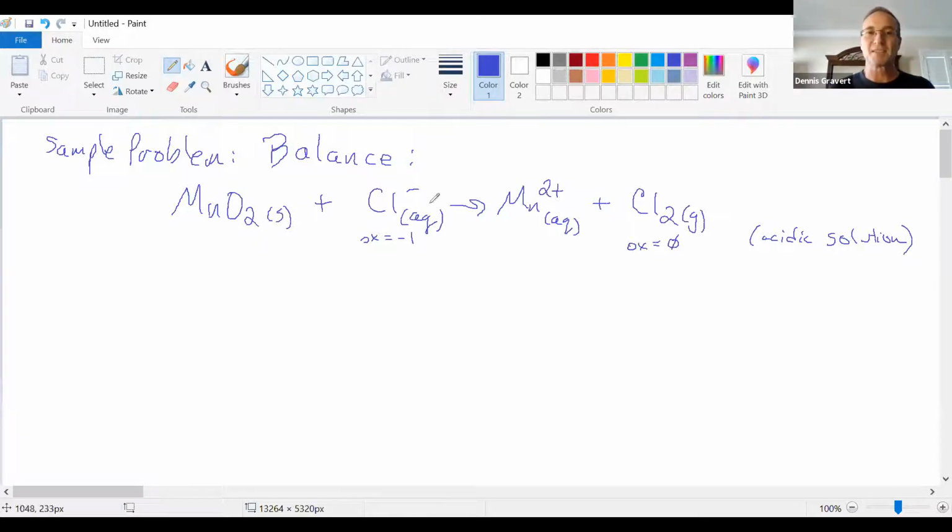So you simply can't just balance the Cl's, the O's, and Mn's. You may not get the right answer. It's a redox reaction. It's a process. So step 1, split into half reactions.